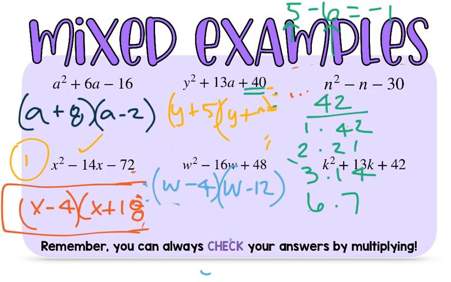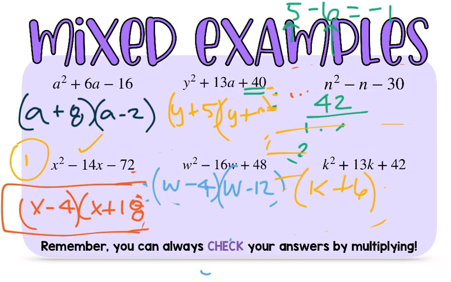Okay, so now I have to pick out in this list which ones will add to get me to 13. Well, 1 plus 42 is definitely not going to get me 13. Same with 2 and 21. 3 and 14, if you add those together, you get 17. If they were both negative, you would get negative 17, so that doesn't work. How about 6 and 7? If you add those together, you do get 13. So 6 and 7 is the factors I'm going to use, and they both have to be positive. So k plus 6 and k plus 7.